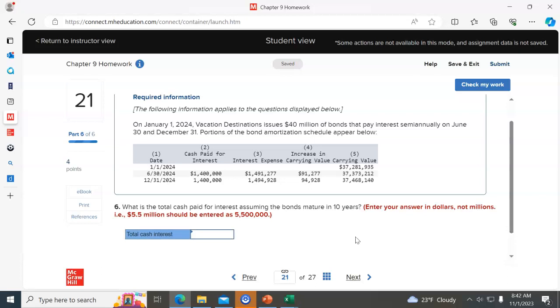It's telling us on January 1st, 2024, Vacation Destinations issues 40 million of bonds that pay interest semi-annually on June 30th and December 31st. Portions of the bond amortization appear below. What is the total cash paid for interest, assuming the bonds mature in 10 years? Think about it. If the bonds mature in 10 years and we get paid twice a year, how much are we getting paid each period? 1,400,000, right? And if they are maturing in 10 years and we get paid twice a year, how many periods is that? Wouldn't 1,400,000 times 20 show what we're receiving?